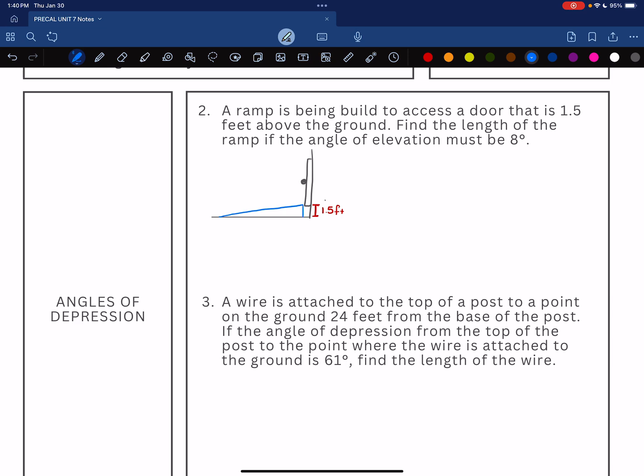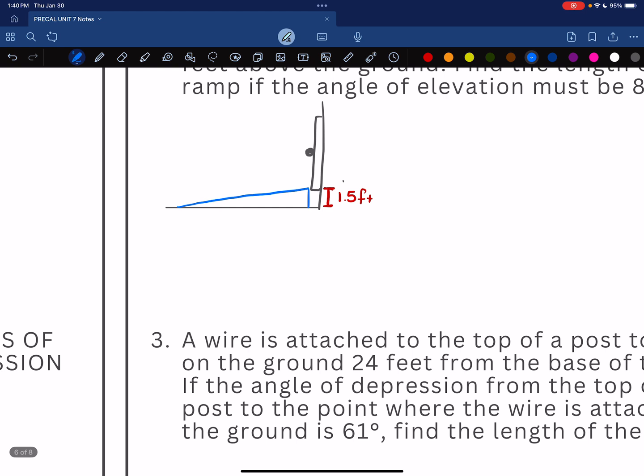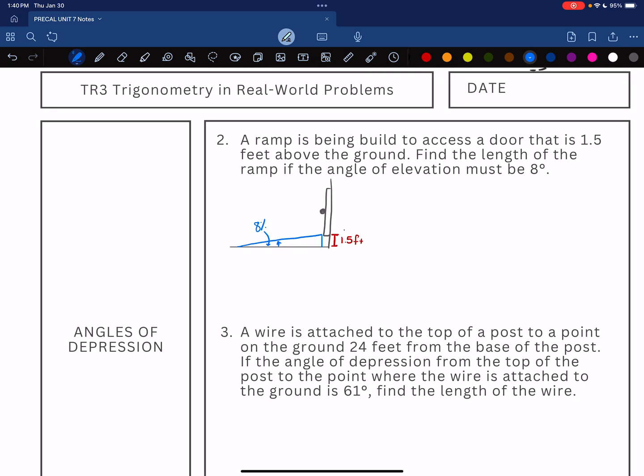And the angle that we have right here, our angle of elevation, is going to be 8 degrees. So that right there is 8 degrees. And what else do we know? Anything else? Nope, that's all we know. Okay, so let's go ahead and begin.